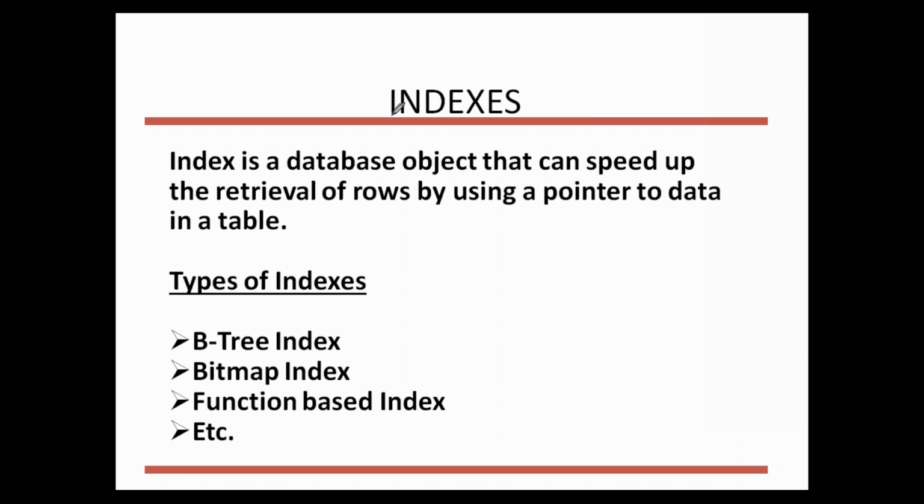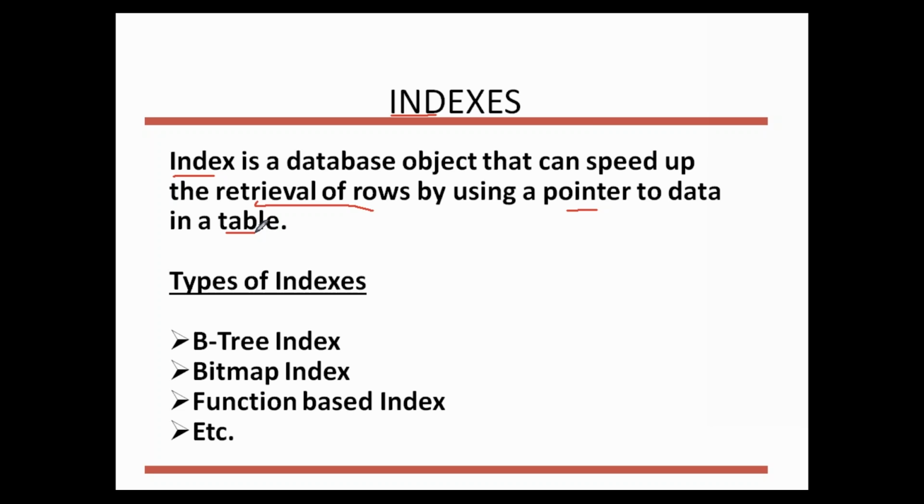Now, coming to indexes, an index is a database object that can speed up the retrieval of rows by using a pointer to data in a table. This is similar to the index in a book, using which we can easily navigate to different topics based on the page numbers mentioned in the index page. If there is no index page, then you will have to navigate through each page till you reach the page which contains the topic that you are searching for.